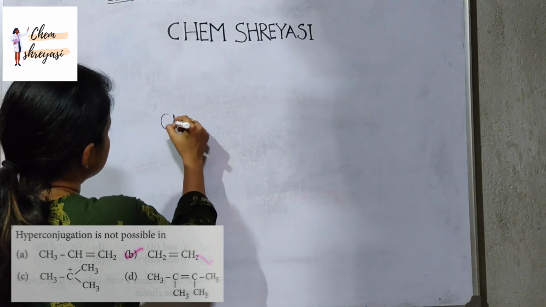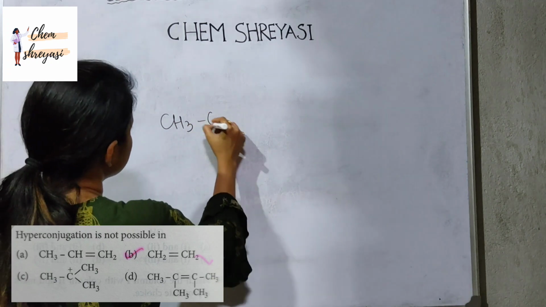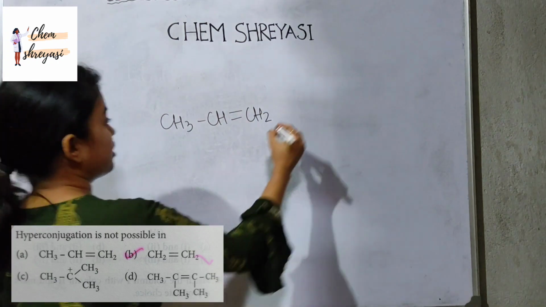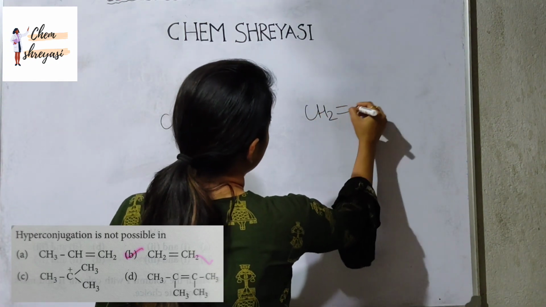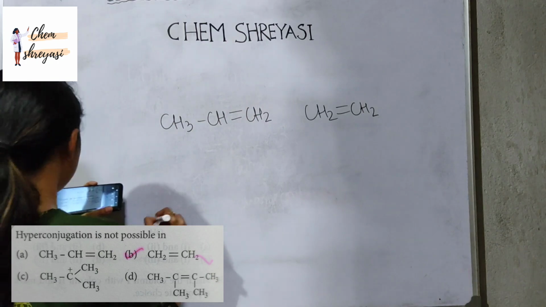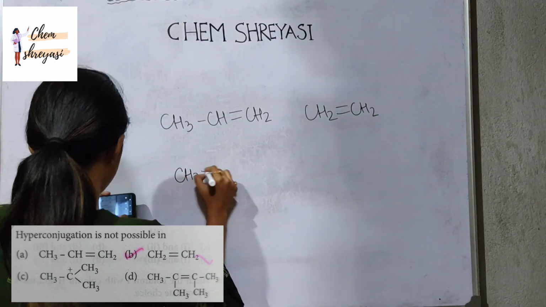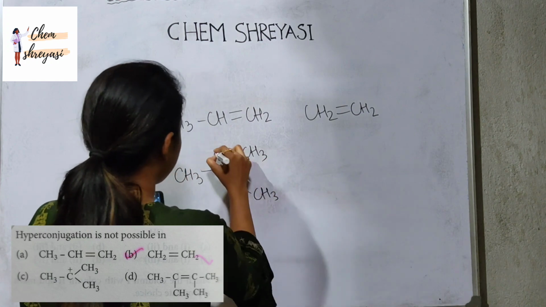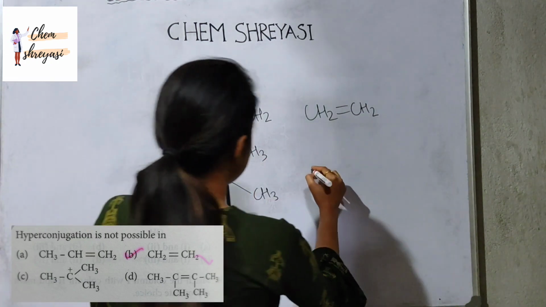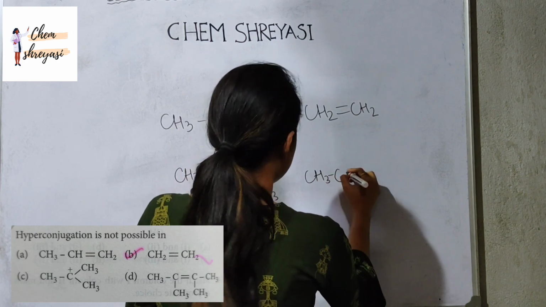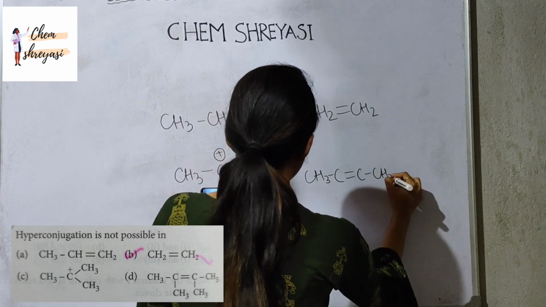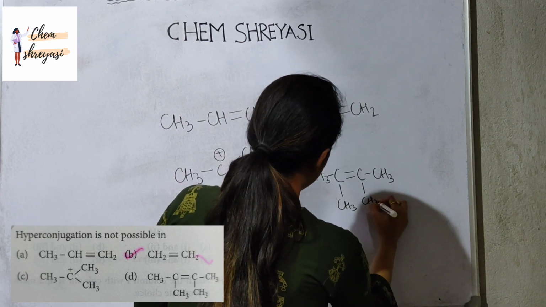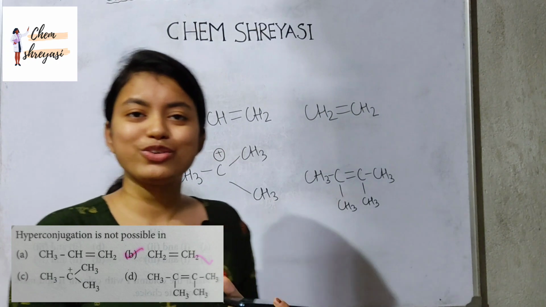The first one is CH3, CH, double bond, CH2. The second one is CH2 double bonded with CH2. The third one is CH3, CH3, CH3 plus. And the fourth one is CH3, C double bond C, CH3, CH3 and CH3.